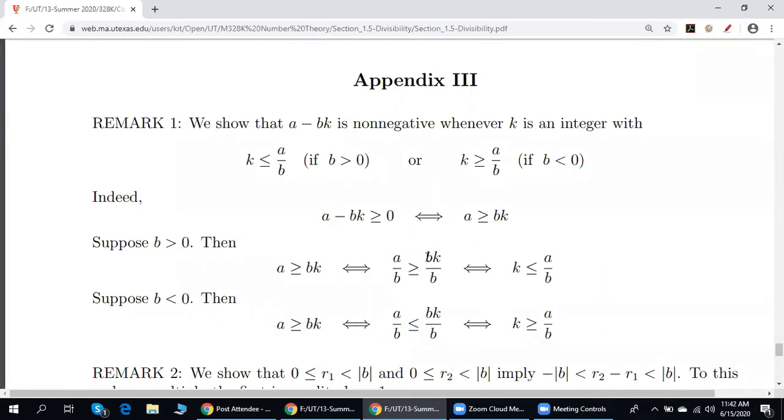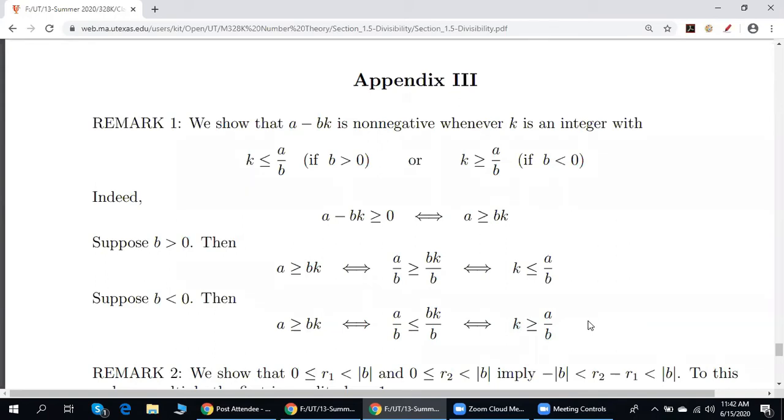Now, after the cancellation, this becomes the following. K is lesser or equal to A over B. It's exactly what is written here. After the cancellation here, we get the following. K is greater or equal to A over B. It's exactly what is written here.